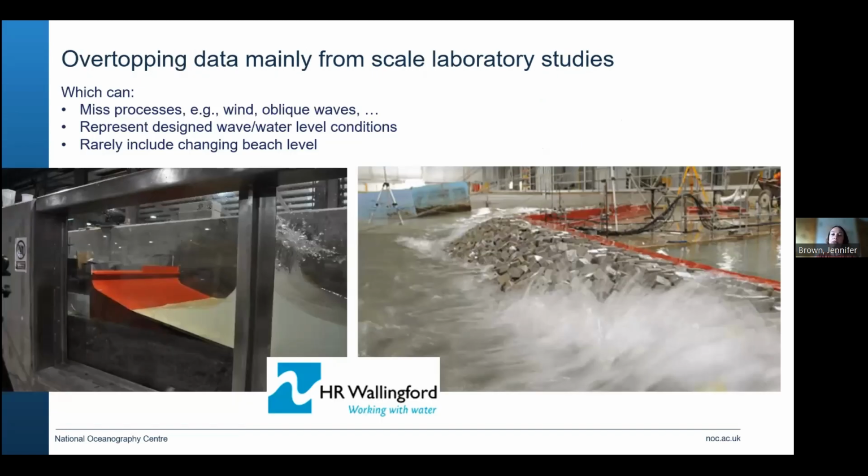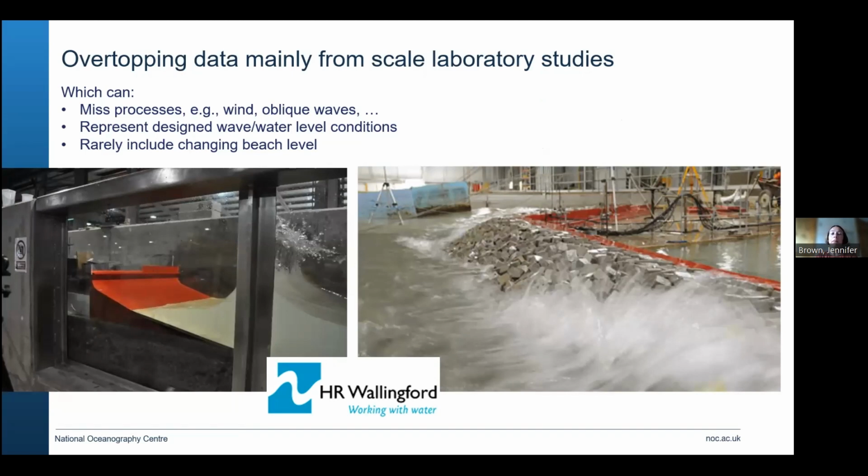A lot of our overtopping data, because it's very high energy and in quite harsh environments, also comes from scaled laboratory studies. This is HR Wallingford's flume facility. So within the flume, we can generate a lot of data, but sometimes we miss the interactive processes that occur in the real world. So you can't always have wind included within your flume.